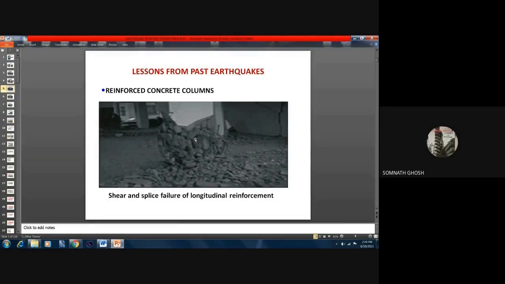Old reinforcement means which is coming from the foundation, and you continue. But if the lapping is not adequate, or sometimes you know that in different ways we manage this kind of splicing situation. But if it is not done properly, then this kind of failure is generally observed. We will come in detail about it.